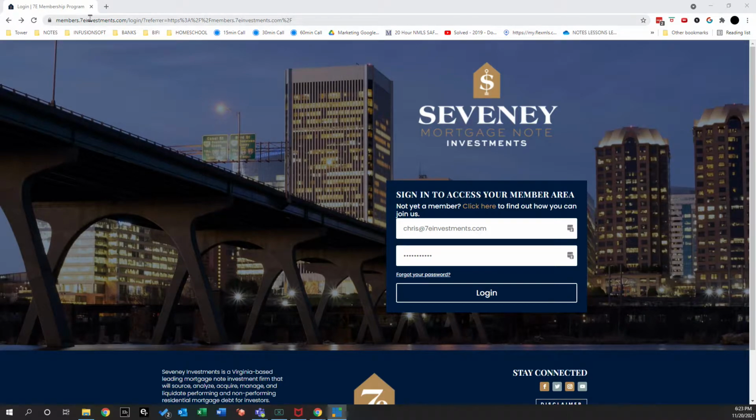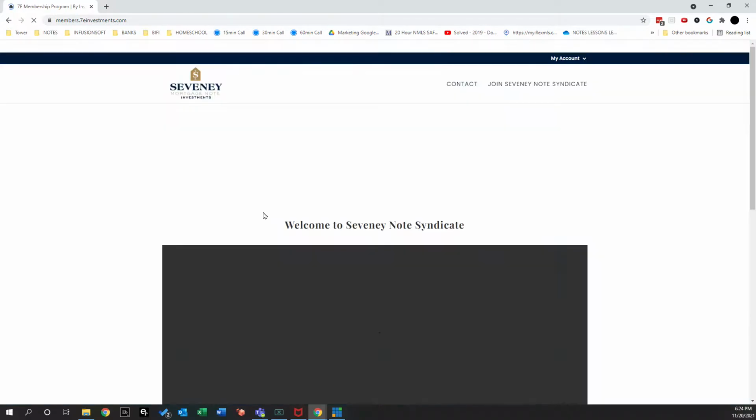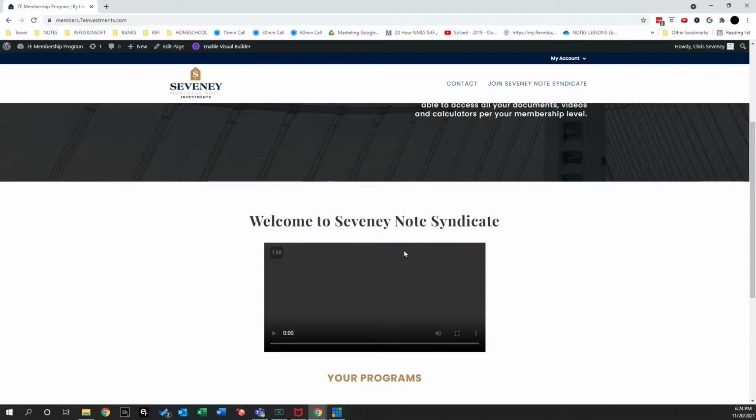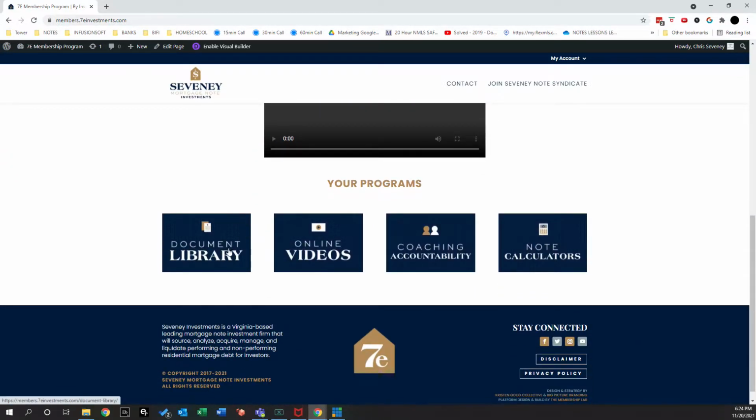The members.70investments.com is a website where you'll have a username and login. Full disclosure, I have admin privileges, so certain things that you see may not be accessible to you based on your access level. When you log in, you'll have an intro video, and then it's going to break it down into document library, online videos, coaching accountability, if we do one-on-one coaching later on, and the note calculators.